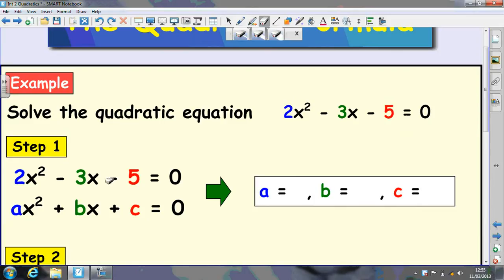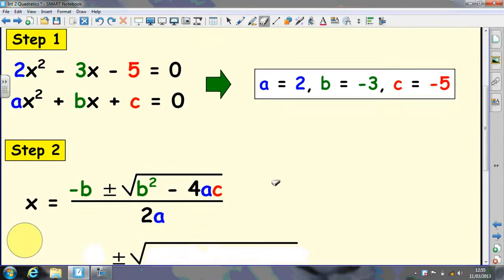Now if we look at our quadratic equation, the coefficient of x squared is 2, so we write that down. The coefficient of x is negative 3. And finally the last number is a negative 5. Once we have these numbers, we can go on and substitute them into the quadratic formula.